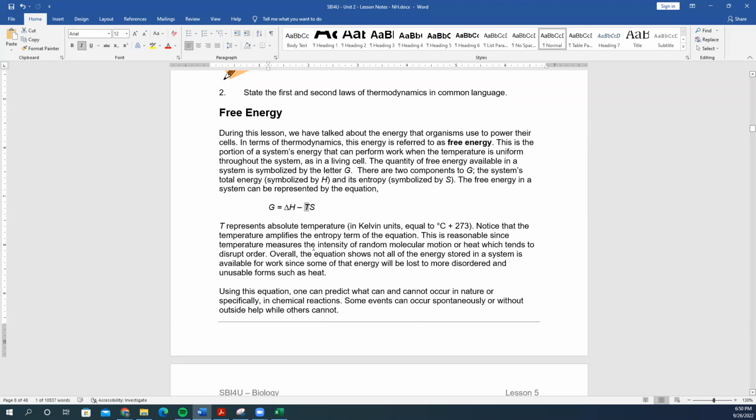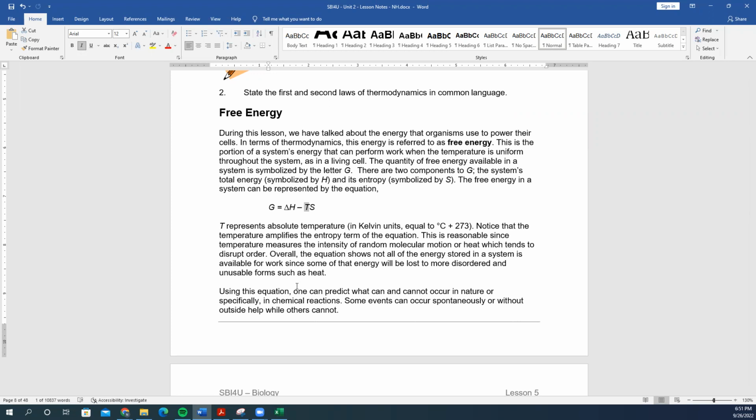And T, the temperature in this equation, is typically measured in Kelvin, and Kelvin is equal to whatever degrees Celsius you have plus 273. I'm sure most of you probably know that. But here, notice that temperature tends to amplify the effects of entropy, this entropy temperature term of the equation. So with increasing temperature, you will get increasing entropy. And this seems pretty reasonable, since temperature is a measure of the intensity of random molecular motion.